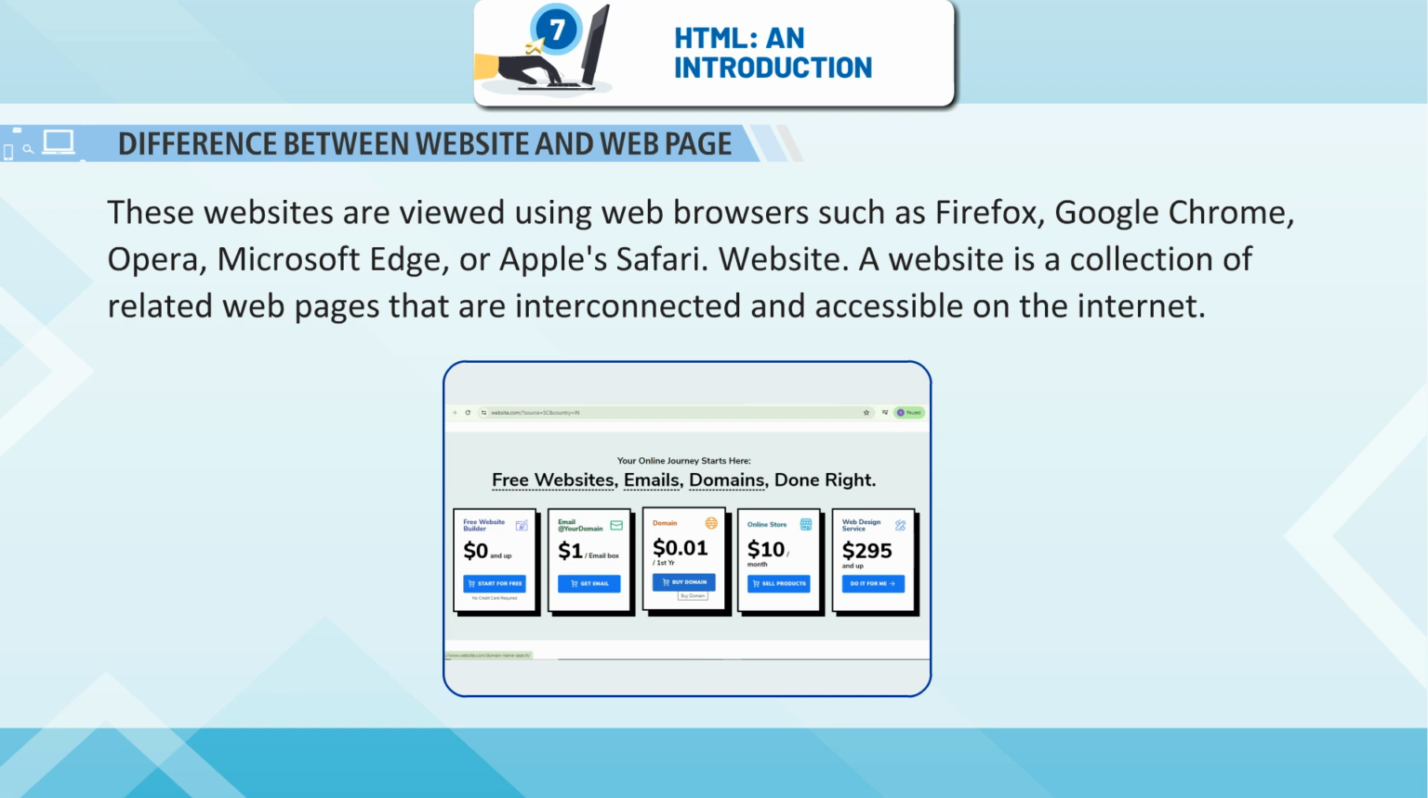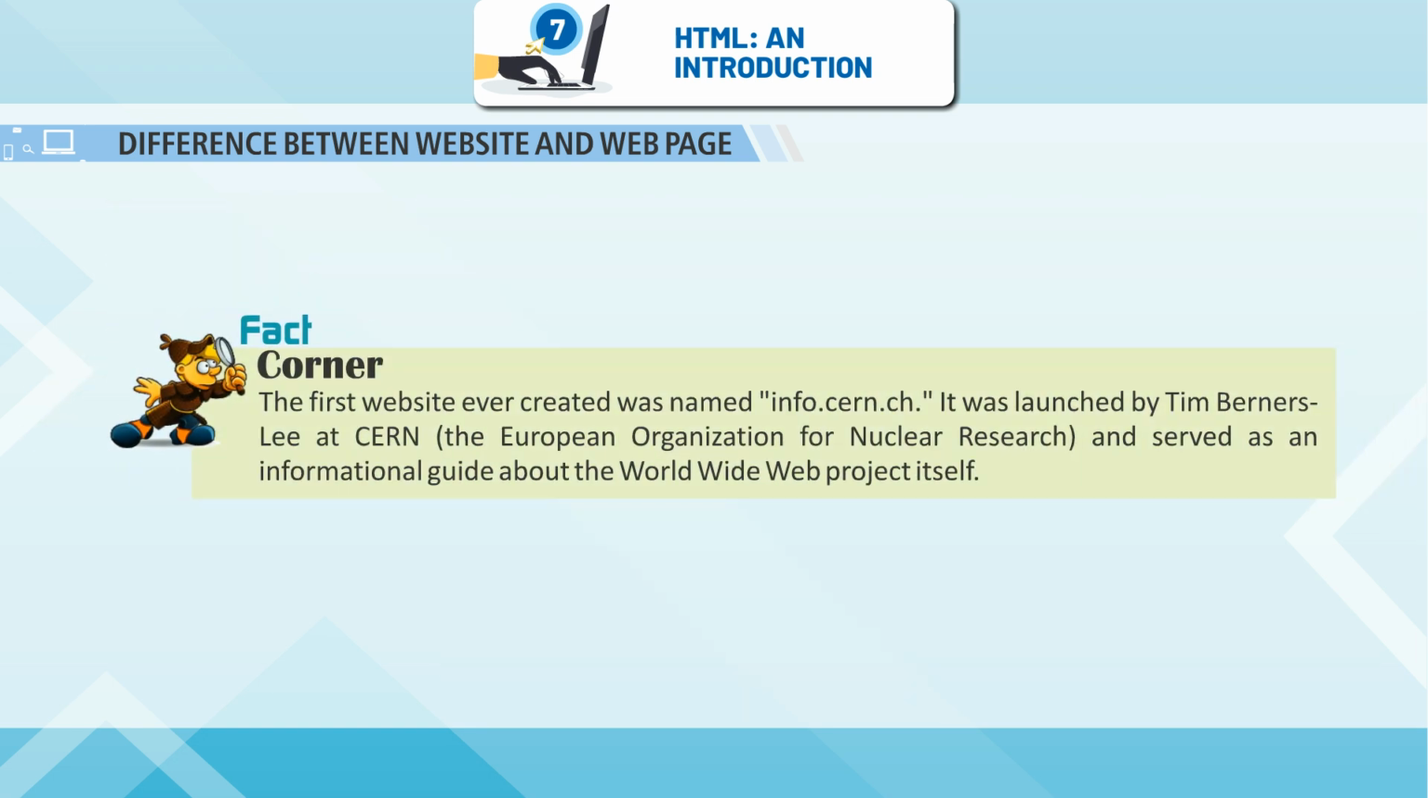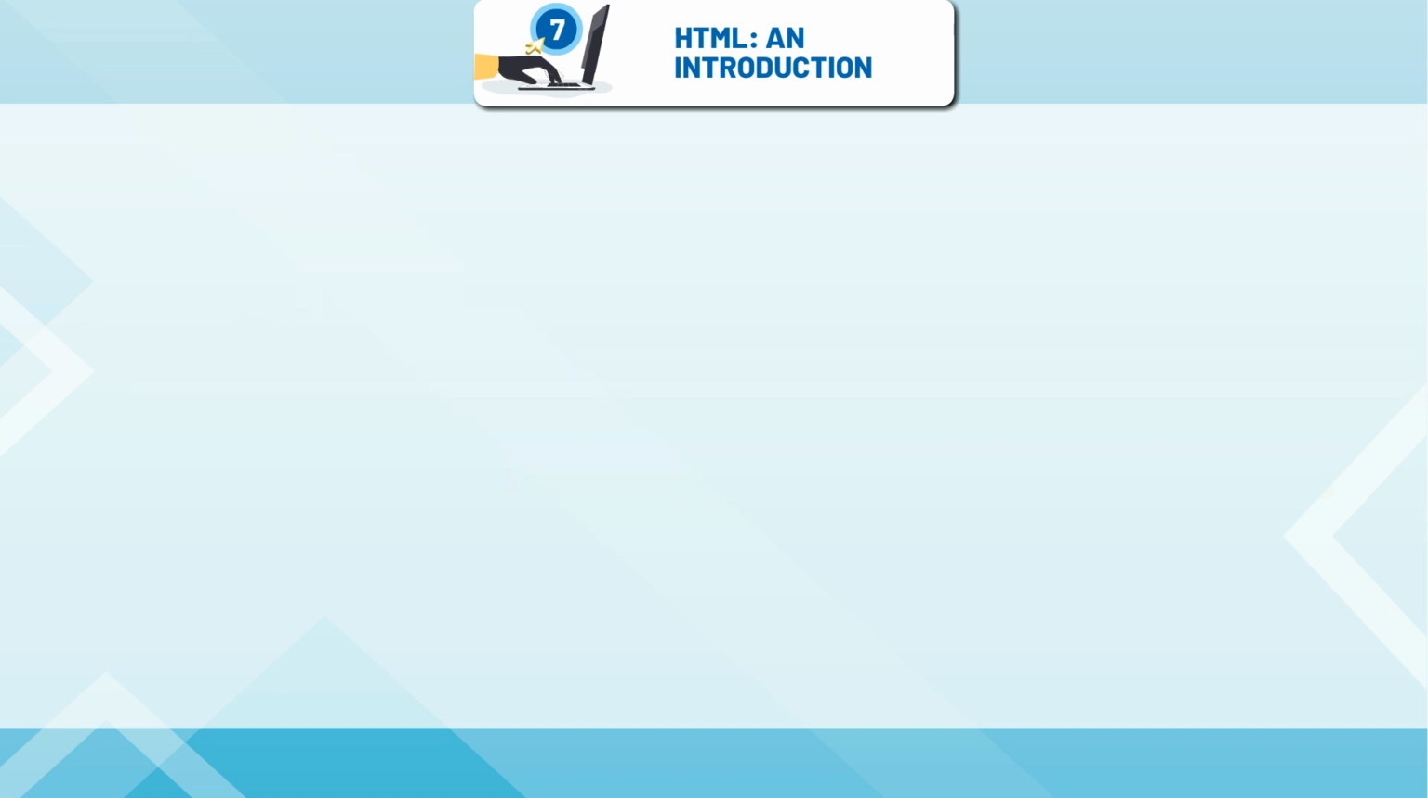Website: A website is a collection of related web pages that are interconnected and accessible on the internet. Fact Corner: The first website ever created was named info.cern.ch. It was launched by Tim Berners-Lee at CERN, the European Organization for Nuclear Research, and served as an informational guide about the World Wide Web project itself.